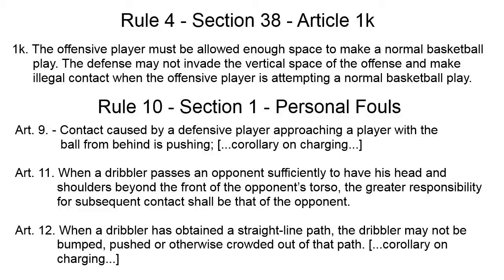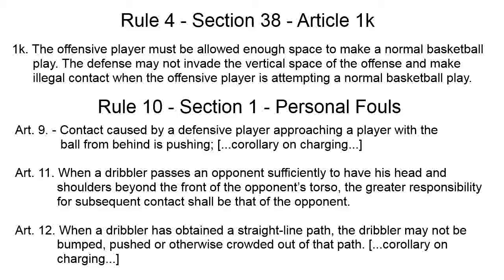I am back with part 5 of my video series on bad officiating in the 2016 NCAA Championship game. This video will focus on the rules dealing with fouls from behind and over-the-back fouls. These rules can be found in Rule 4, Section 38 on verticality and Rule 10, Section 1 on personal fouls.